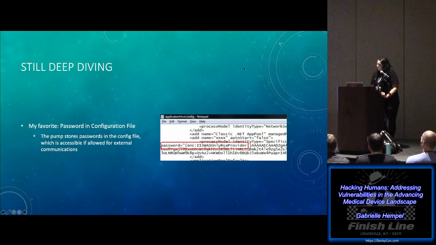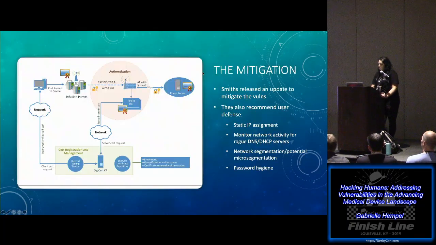And then my favorite, the infusion pump stored some passwords in the configuration file, which are easily accessible if the pump was configured to allow external communications. Smiths released updates to mitigate these vulnerabilities, but also suggested that users applied defensive measures. These include assigning static IP addresses to the pump, monitoring network activity for rogue DNS and DHCP servers, ensuring network segments are segmented from other hospital and medical technology infrastructure, using VLANs, practicing password hygiene, and performing routine evaluations.